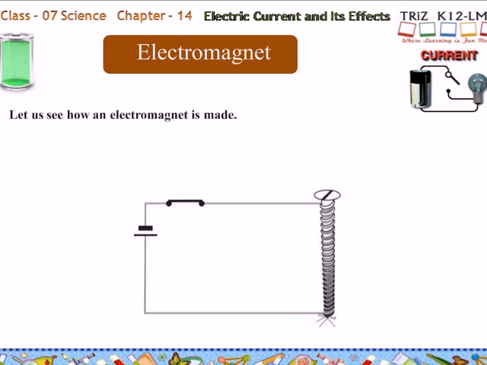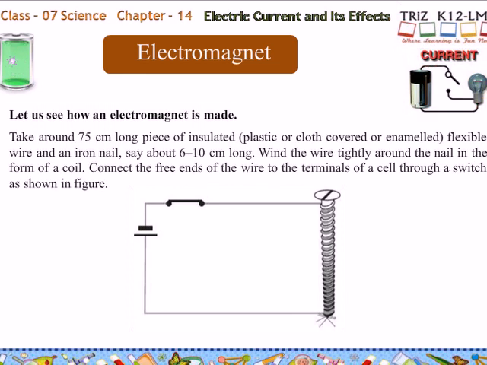Let us see how an electromagnet is made. Take around 75 cm long piece of insulated, that is plastic or cloth covered or enameled flexible wire and an iron nail, say about 6 to 10 cm long. Wind the wire tightly around the nail in the form of a coil. Connect the free ends of the wire to the terminals of a cell through a switch as shown in figure.